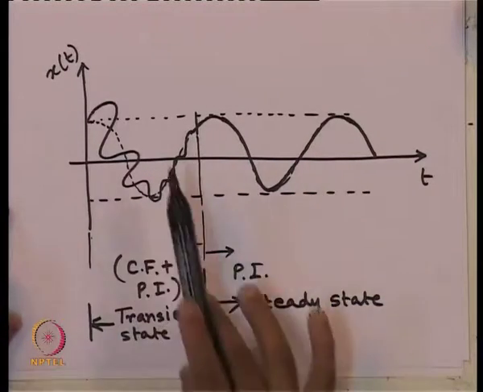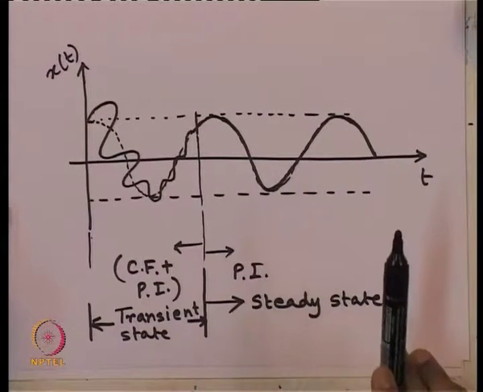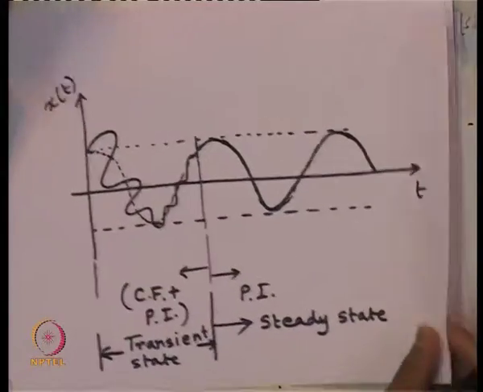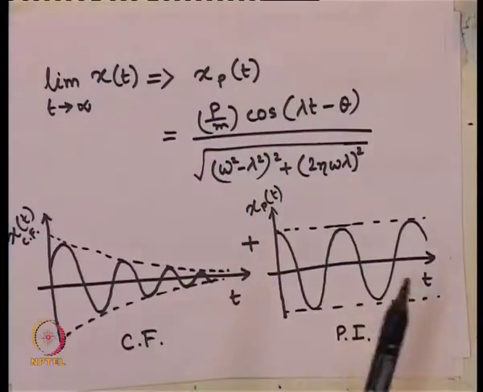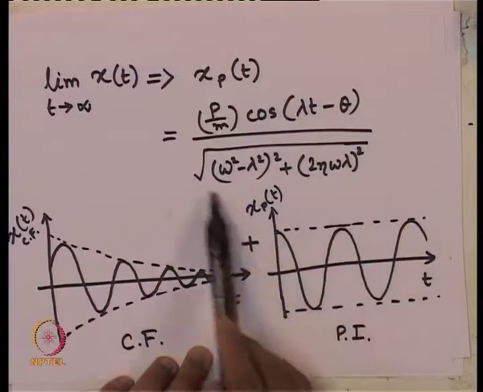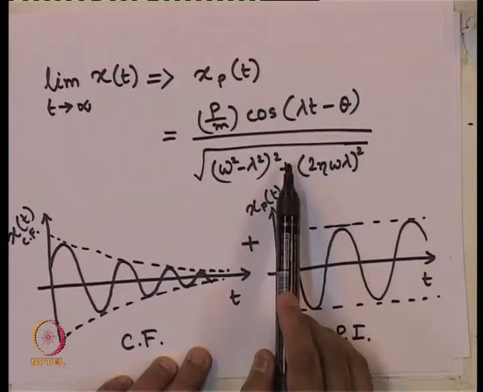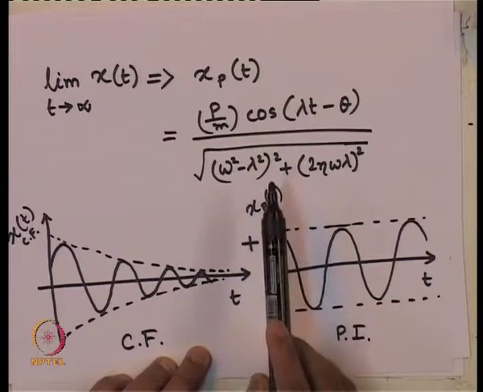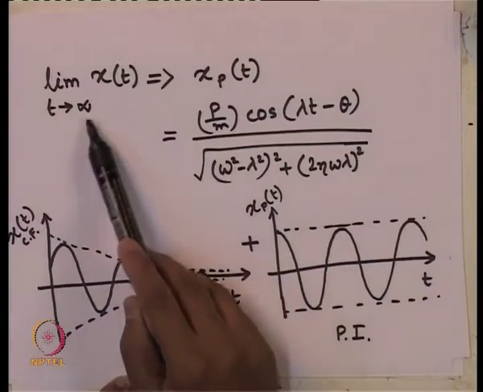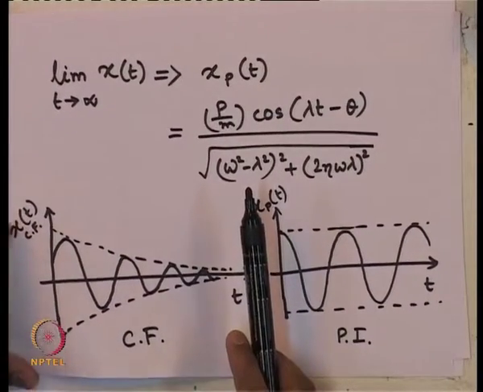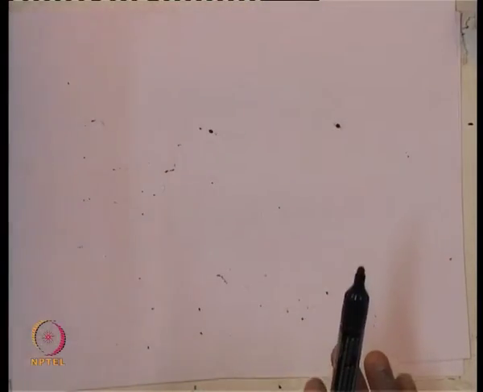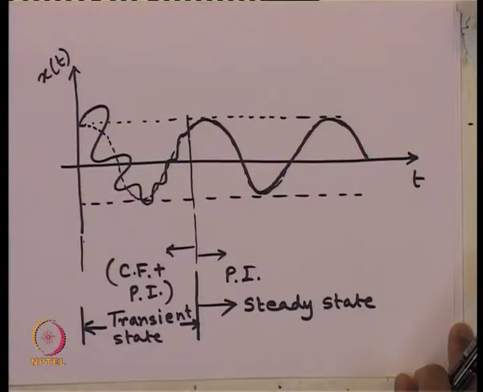The effect of initial conditions no longer exists, because if you look at the solution once again, in this solution of x p of t there is no x naught, no x naught dot. So the initial conditions are not present in this particular integral, which is for t tends to infinity. The initial conditions have totally been removed. That point when it gets started is called the starting of the steady state response.